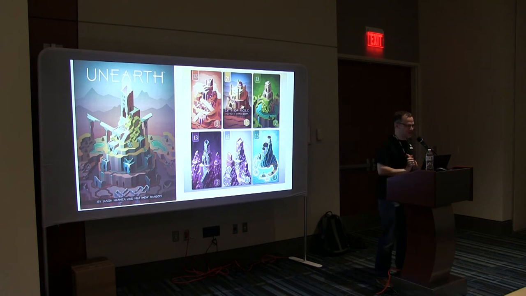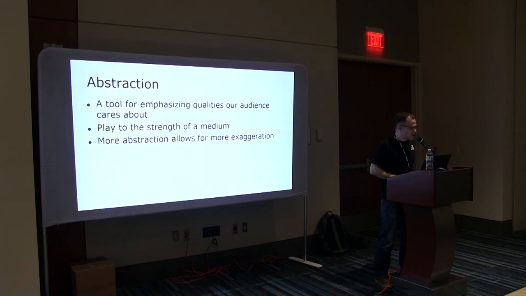Back in board games, this is a board game called Unearth. And, looks a little familiar. We have a lot of the same qualities. Gradients, simple forms, repetition of some of those shapes, and a controlled and limited color palette within each of these different cards and also on the cover. So abstraction is a tool for emphasizing qualities that your audience cares about. You get to play to the strength of your medium, whether it's the limited legibility of a card, or it's your screen real estate on your phone where DPI is high, but we don't have a lot of visual space to look at. So lots of different strengths, two different mediums, and our visual design choices can play up to those strengths or weaknesses.